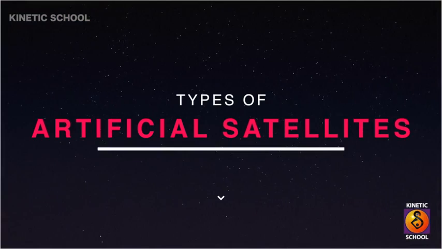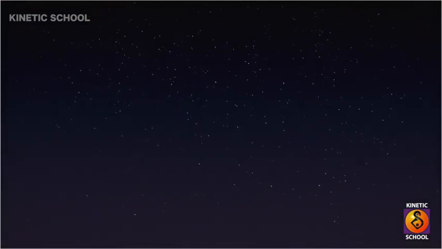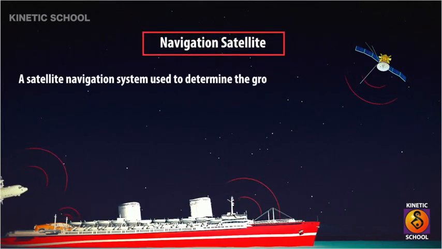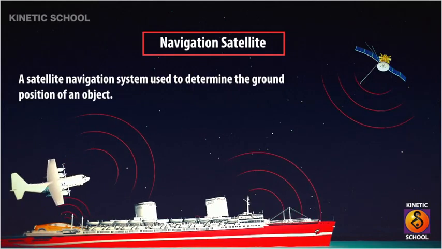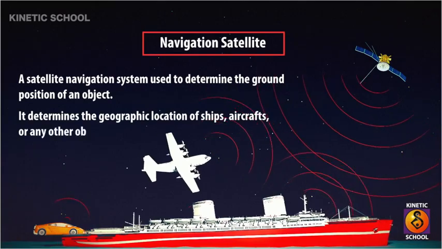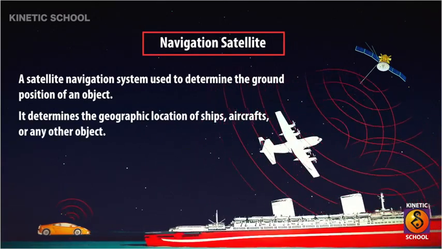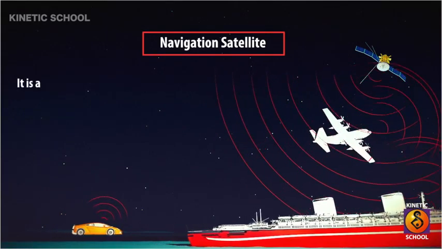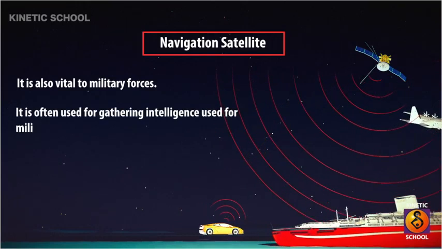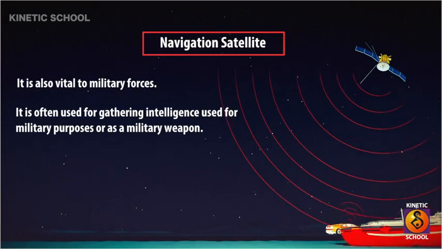Types of artificial satellites. Navigation satellite. A satellite navigation system is used to determine the ground position of an object. It determines the geographic location of ships, aircrafts, or any other object. It is also vital to military forces. It is often used for gathering intelligence used for military purposes or as a military weapon.